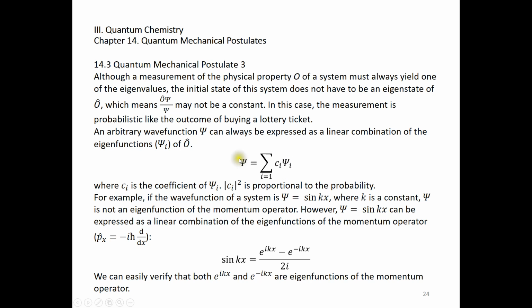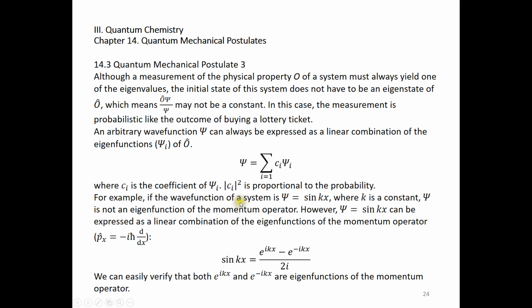So really, even if this psi by itself is not an eigenfunction of the O operator, it can be expressed as the sum of many eigenfunctions of this O operator, and very likely we have an infinite number of terms here. So this i is from 1 to infinity, and again c sub i is just the coefficient of psi sub i. c sub i squared has a physical meaning. That's the probability of having this system appearing in this eigenstate. Here's the example.